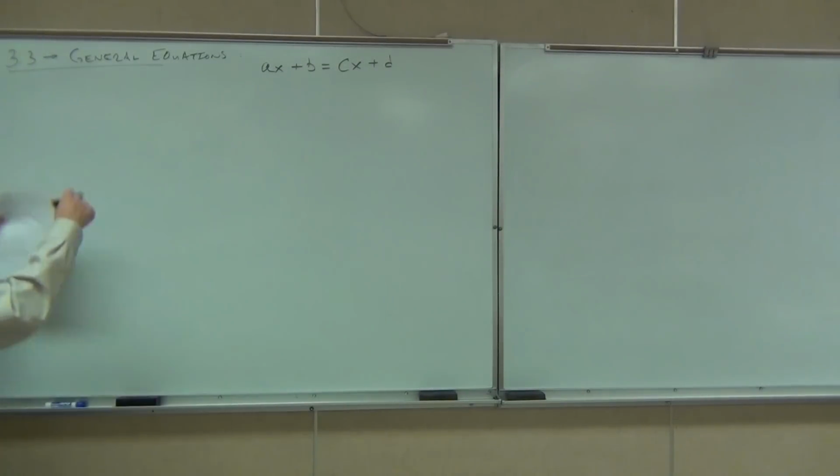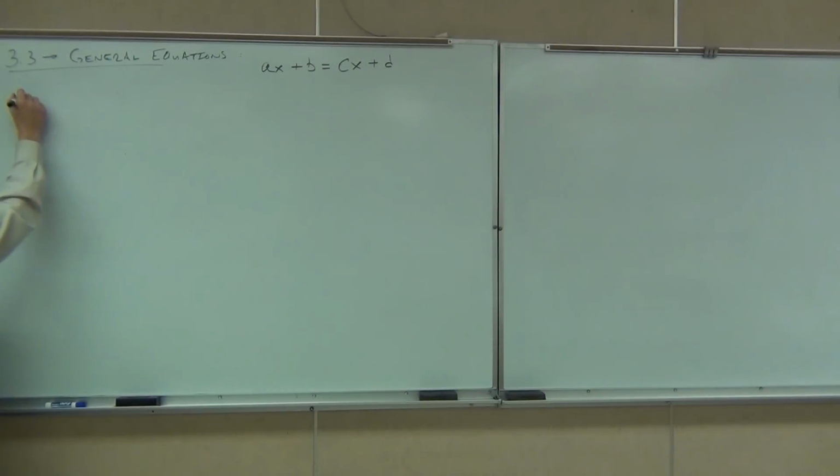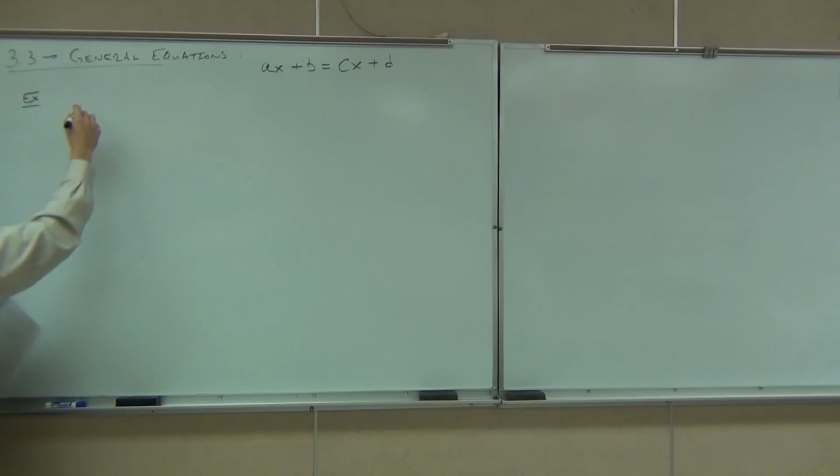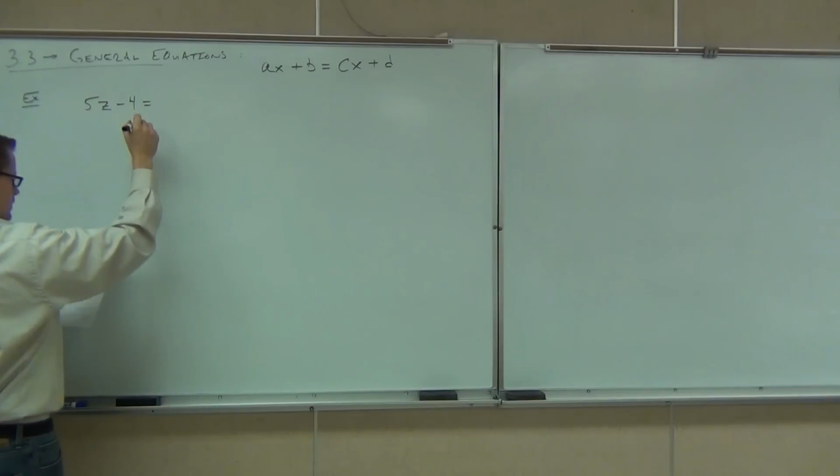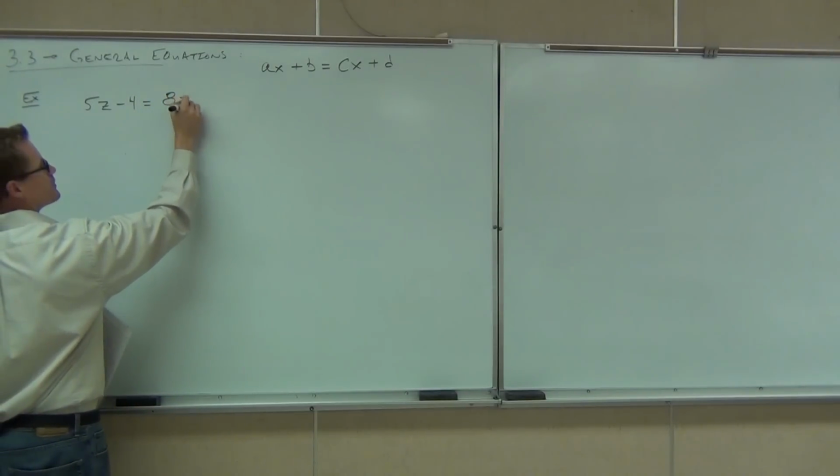Here's a real example, without all these letters up there, of things that we can work with in this section. So let's say we have something like 5z minus 4 equals 8z plus 5.